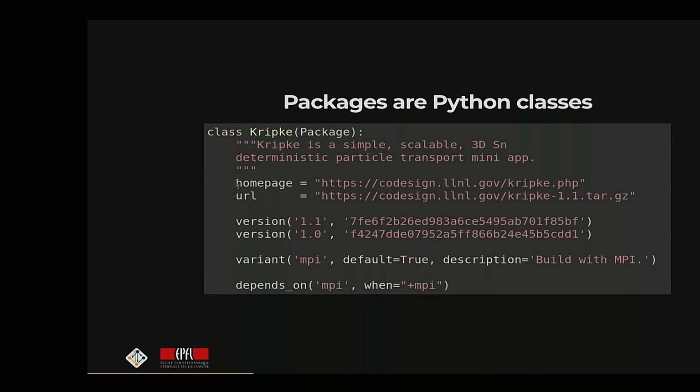There are a few mandatory fields, home page and URL. You can set versions with their checksums. You can set different configurations, we call them variants, which will be or not activated during the installation, and of course you can set dependencies. But the main point is you can write simple Python code to describe what is the combinatorial space that is proper of a particular package.